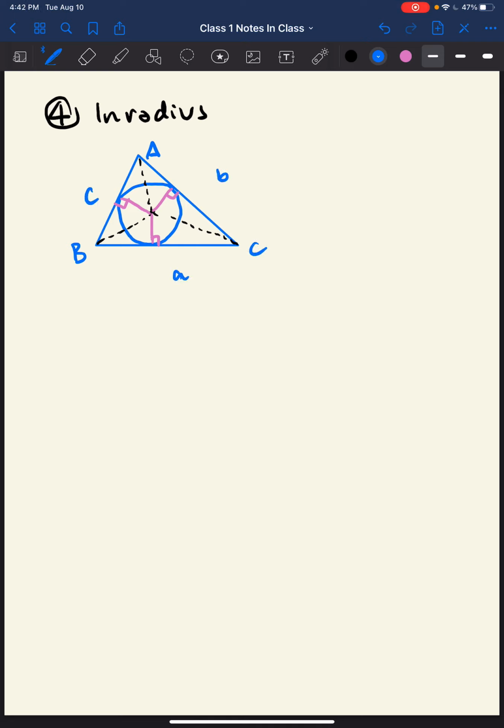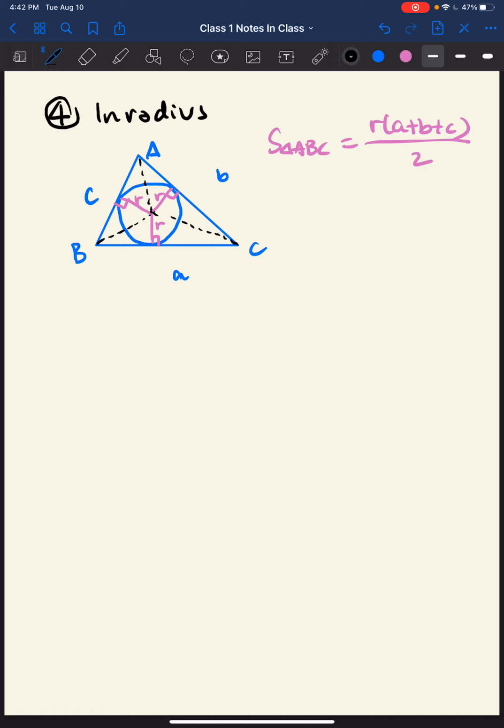So here's a triangle ABC. If you're provided with the inradius length, which is represented by r in this case, the area of this triangle ABC could be written as r times (a plus b plus c) over 2.